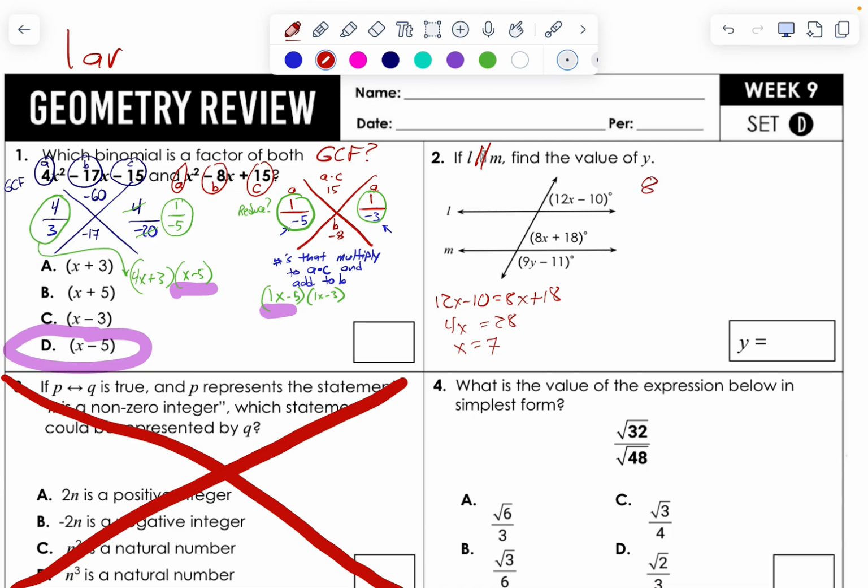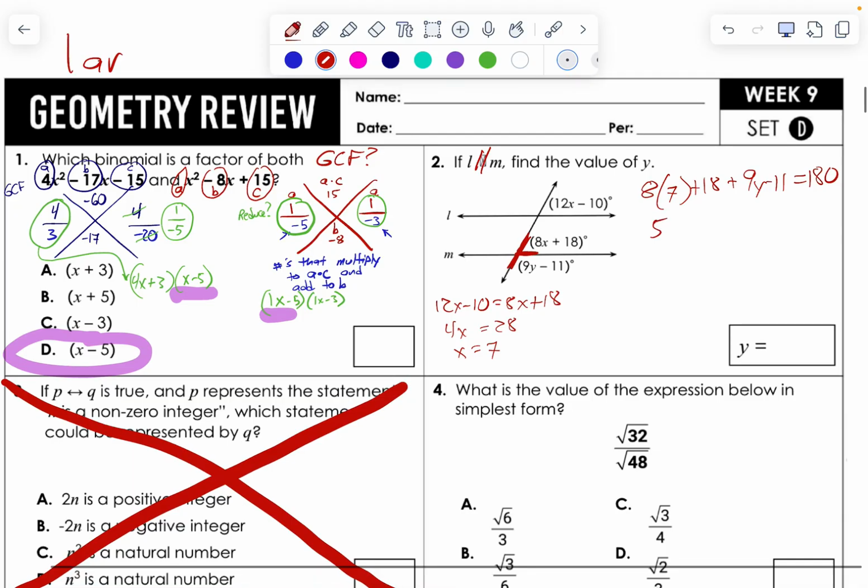So here's what I would do. 8 times 7 plus 18. That's just plugging 7 into the x angle at the bottom. And then plus 9y minus 11 equals 180. What kind of angles are these two right here? They're a linear pair, right? They add up to 180. So we get 8 times 7 is 56, plus 18, plus 9y minus 11. And let's see, 56 minus 11 is 45. 45 and 18 is 63.